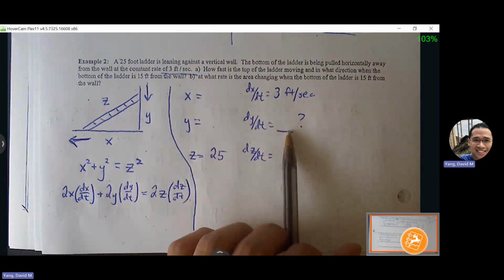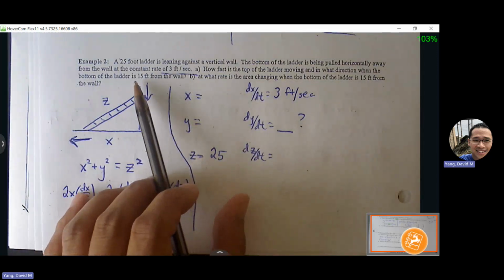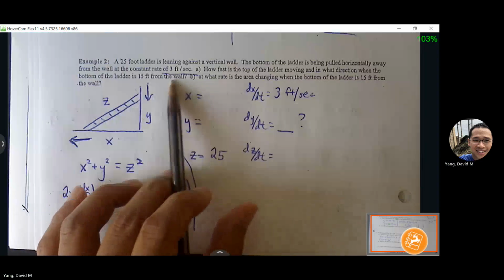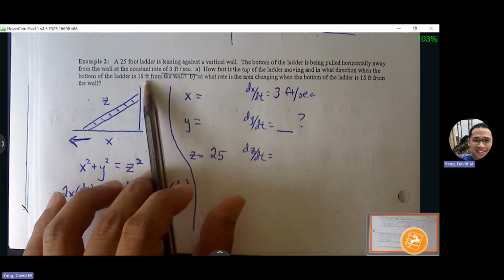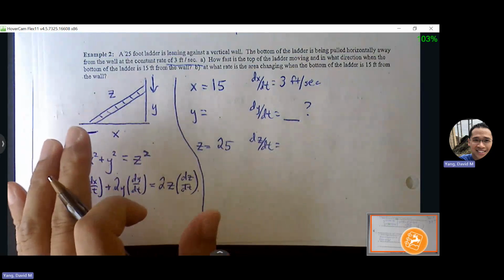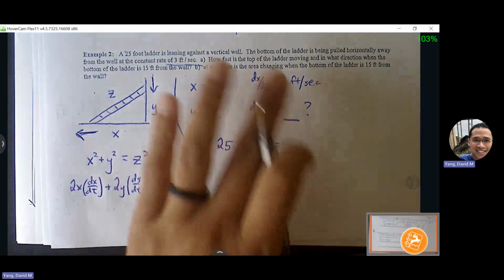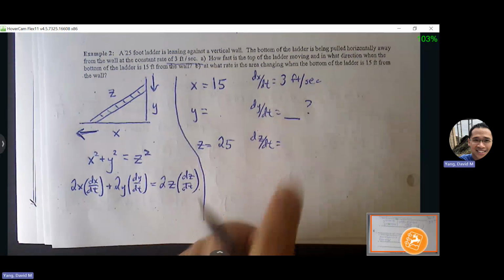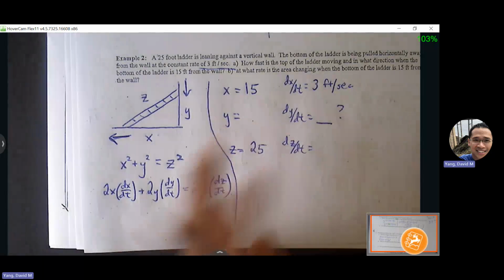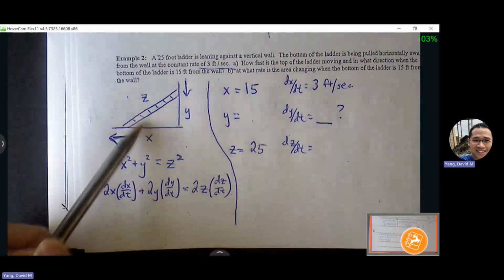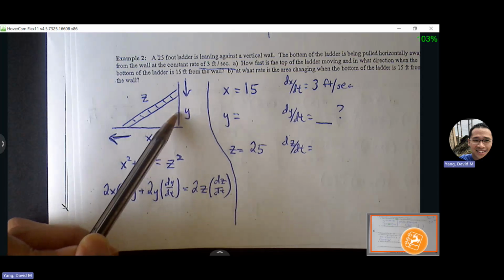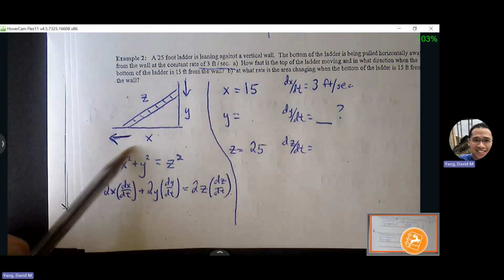We don't know what that value is, but it says when the bottom of the ladder is 15 feet from the wall. What is that? That's your x. Now, we said we wanted 5 out of the 6, but we have 3 plus the unknown. But let's see what we can do by looking at the problem again. If I know my x is 15 and my z is 25, can I figure out what y is at that moment? Yes, I can. Great.